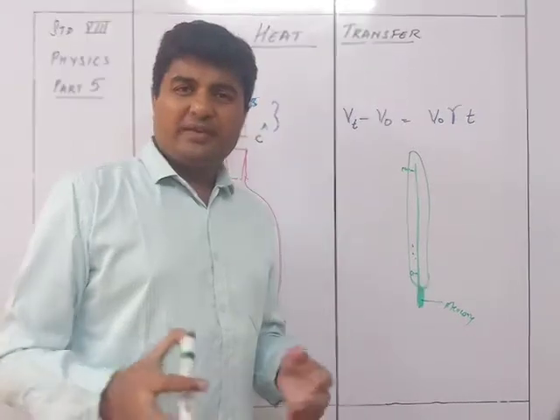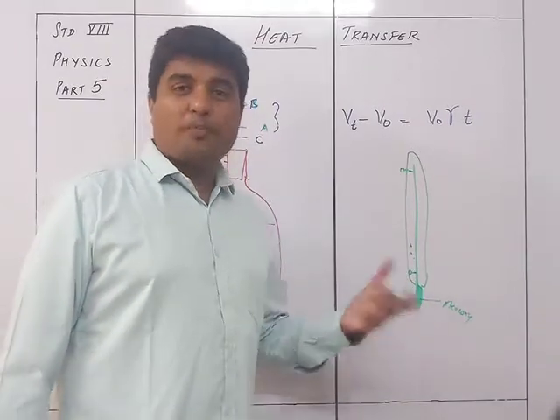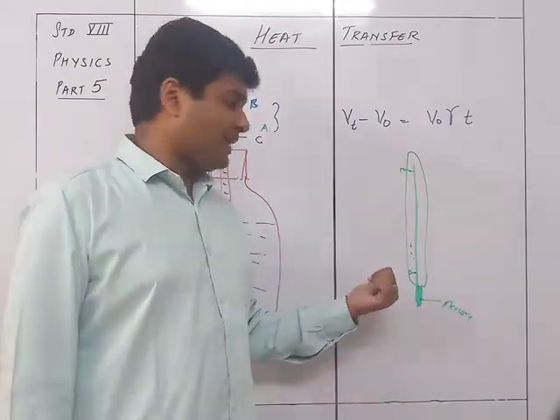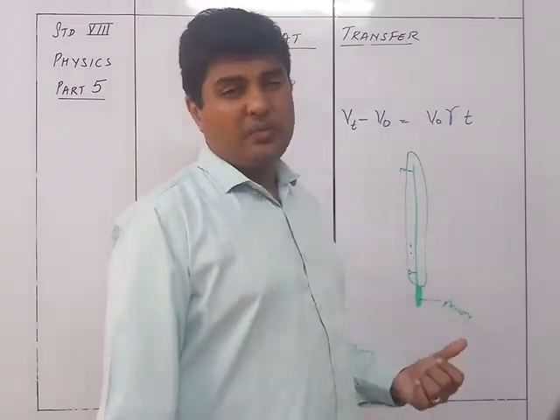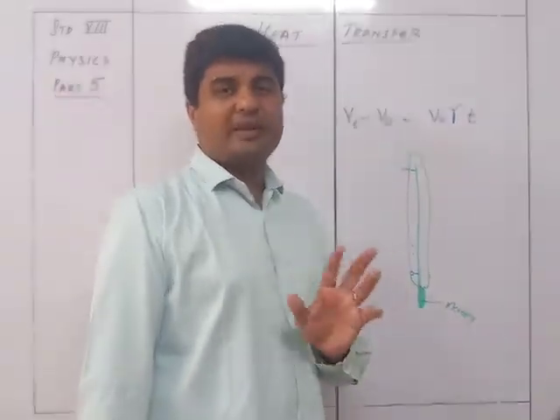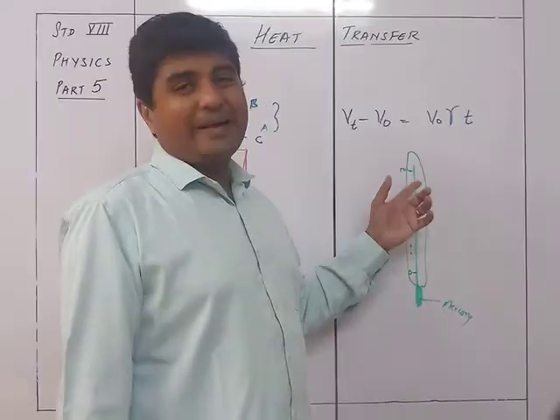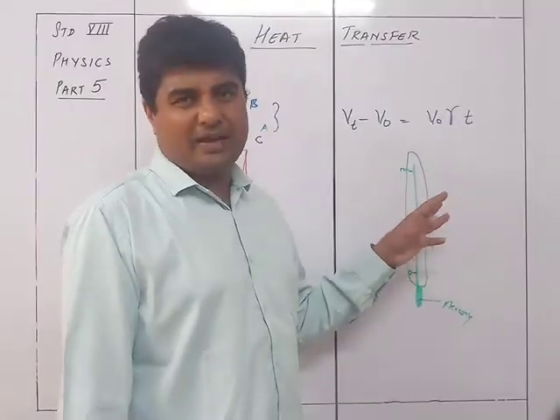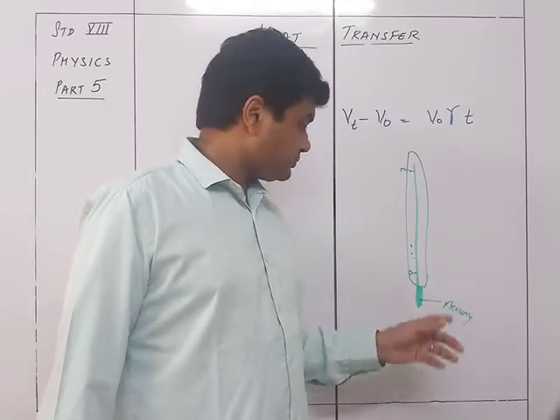Of course, if it is a thermometer for body temperature, then it will not start from 0. It will start from somewhere near 35 degrees Celsius, or in case of Fahrenheit, somewhere around 95, and the maximum will be only around 110 Fahrenheit.